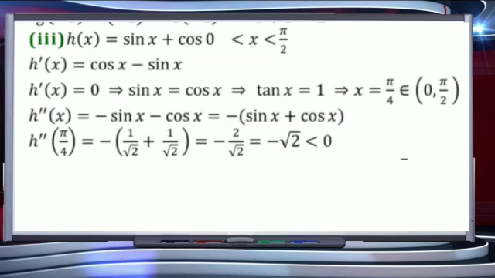Next is to find the second order derivative of the same. The second order derivative comes out to be minus sin x minus cos x. When we put x as pi by 4 here, we get a negative value. That means it has local maxima at x equal to pi by 4.